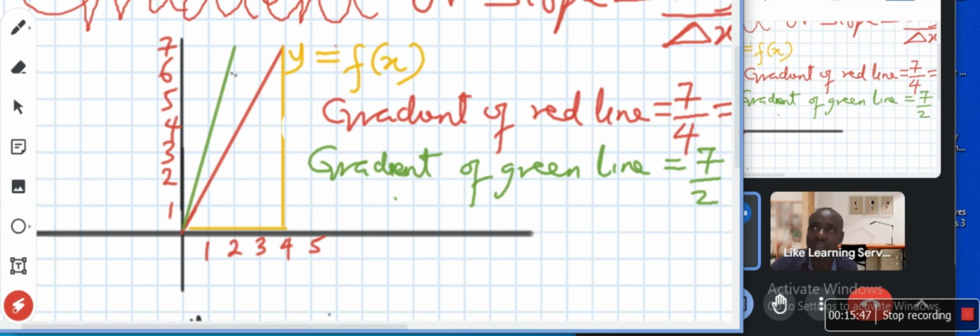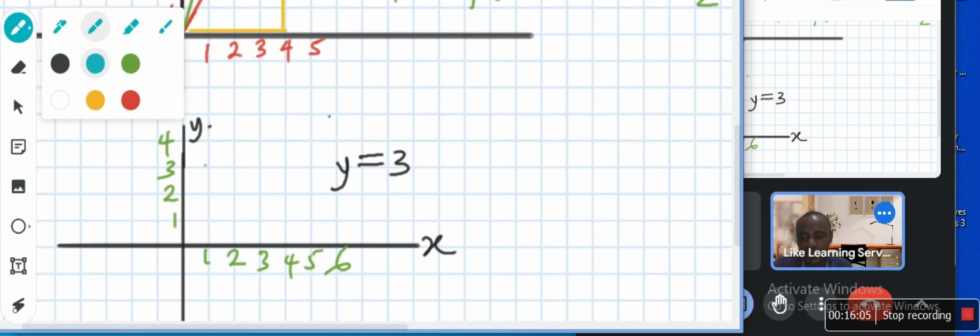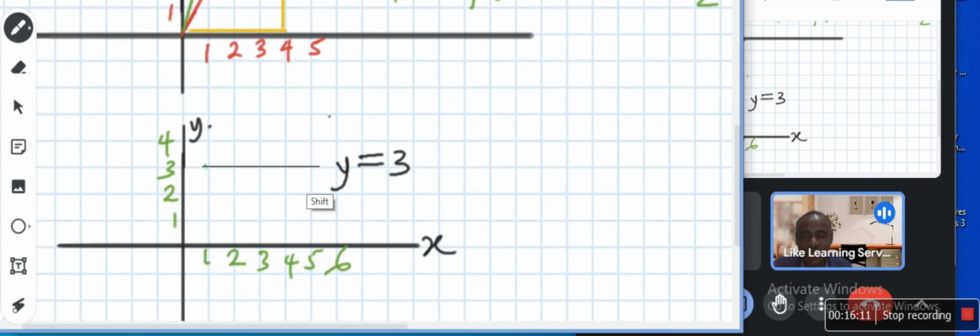I said all of that to say this: the steeper the line, the bigger the gradient. Did you hear that? Yes, sir. Okay. Now, what about if the line is not steep at all, like this black line? It doesn't have any steepness at all. It's just like a flat surface. A line that is just flat, horizontal, has no steepness, so it does not have any gradient.